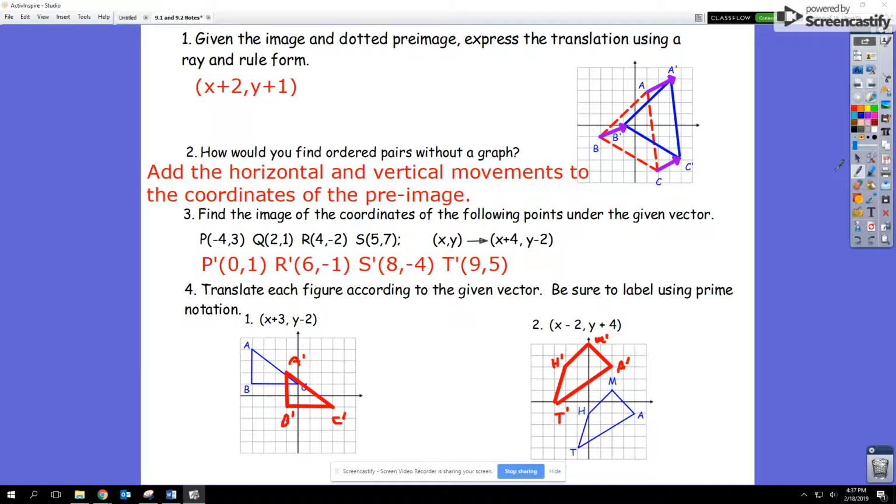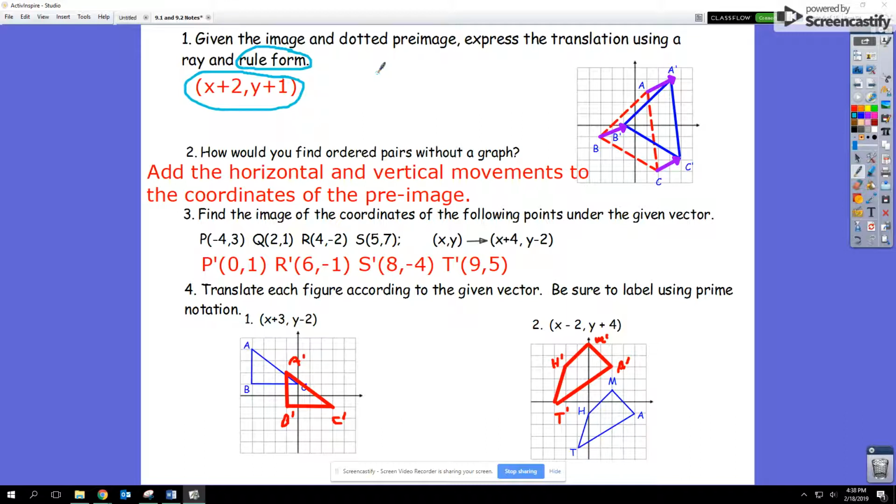Since we're going to go right and up, that means my components have to both be positive. So it's an x plus 2 and a y plus 1. And it has to be in this form because, let me highlight this in blue, this form right here, the parentheses, is the rule form. All right, so if you did use the bracket form, the component form, your answer might be correct, but it's in the wrong form. So just make sure you give me the correct form.